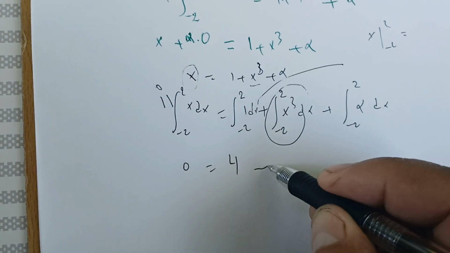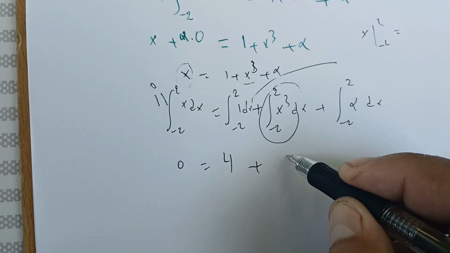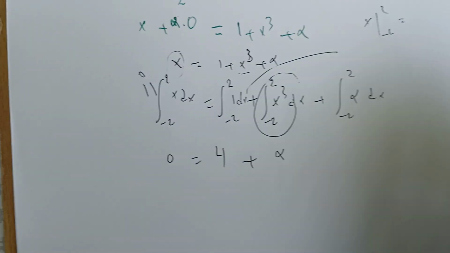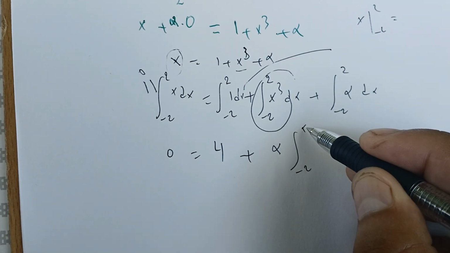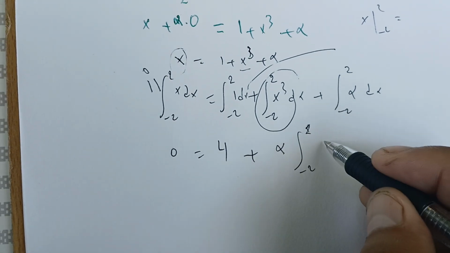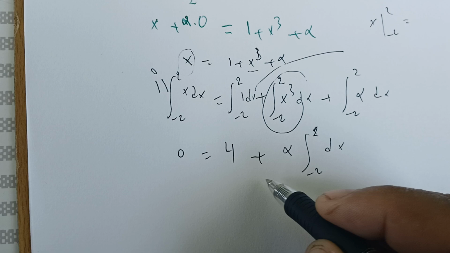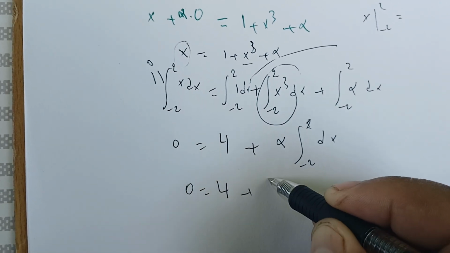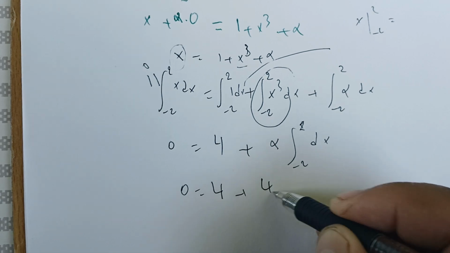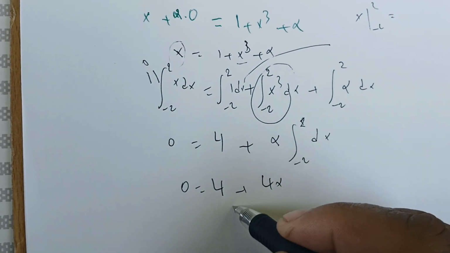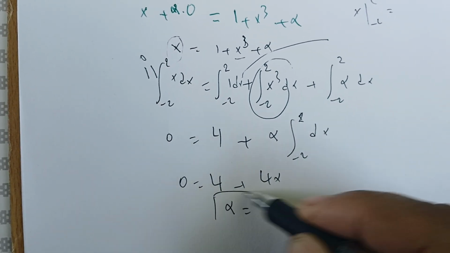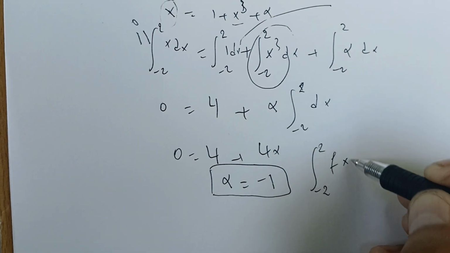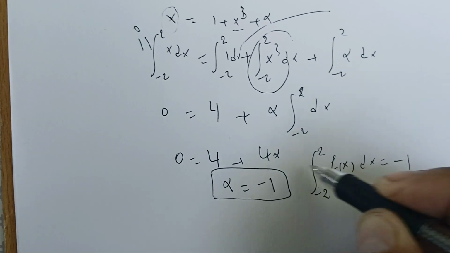And I have alpha. I can take alpha outside because it's a real number, and I have the integral between -2 and 2 of dx, and therefore I evaluate. I get 0 is 4 plus 4 alpha, and therefore alpha is -1. This means that my integral between -2 and 2 of f of x dx is -1.